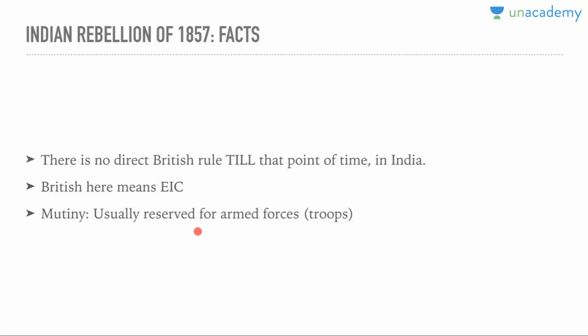Now, mutiny is a term which is usually reserved for armed forces. When troops rebel, that is called mutiny. Rebellion is a very generalistic term. Mutiny is a very specific term reserved for armed forces. When troops do not follow orders, deliberately disobey orders, go on strike, or engage in seditious talk, that is called mutiny. Please remember, mutiny is a very specific term. Rebellion and revolt are very big terms which encompass everything.